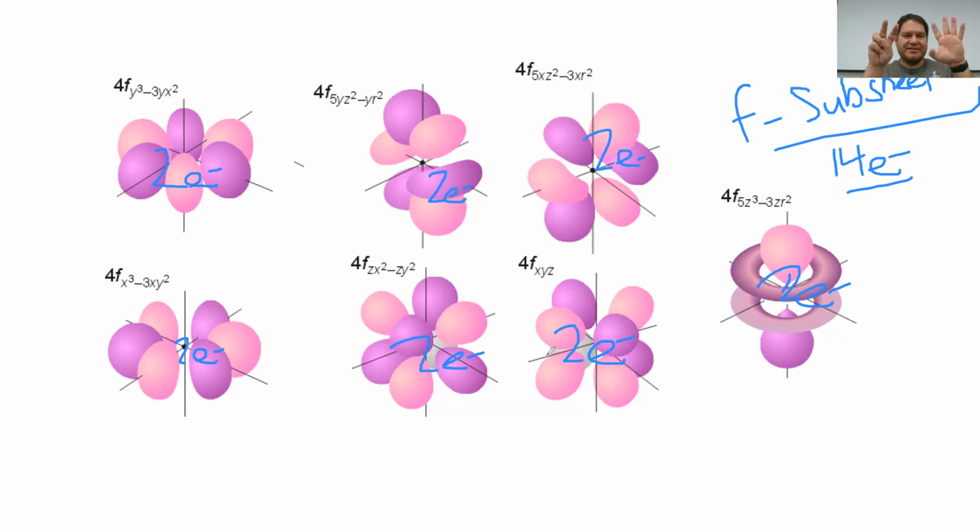But each one of these F orbitals has exactly the same amount of energy, okay? They're just spatially oriented differently, but they are F orbitals that are combined to form an F subshell.